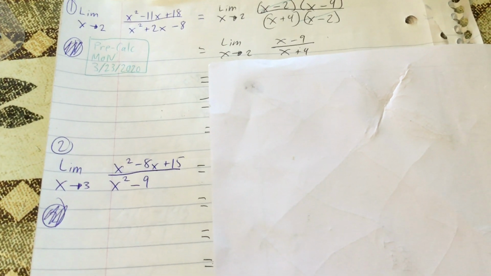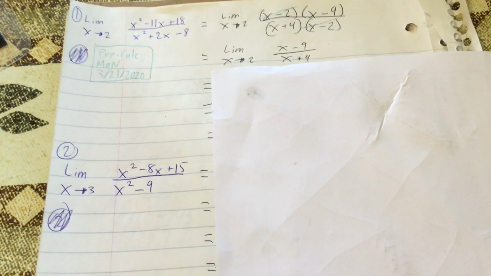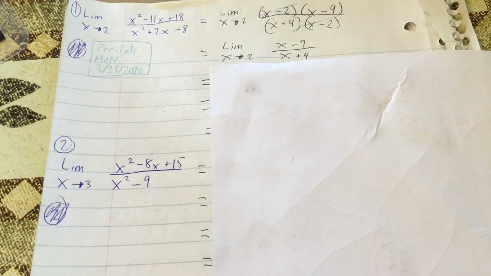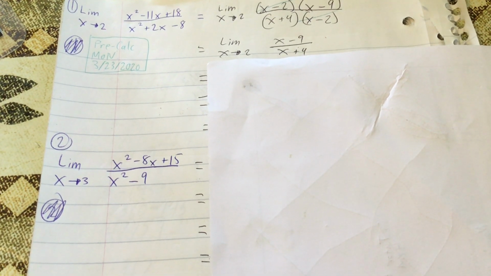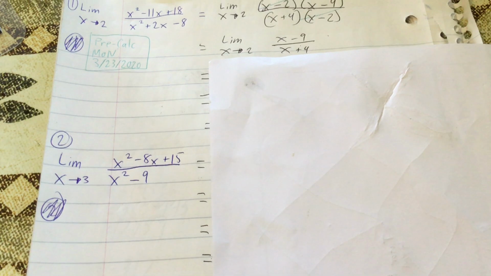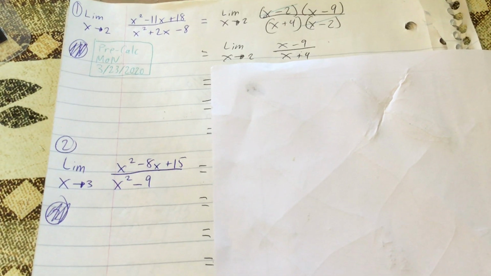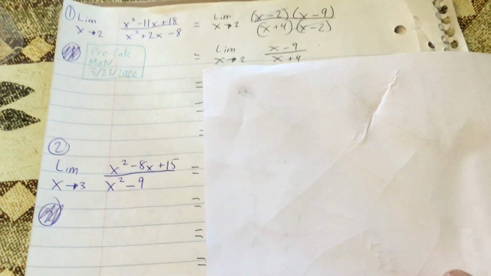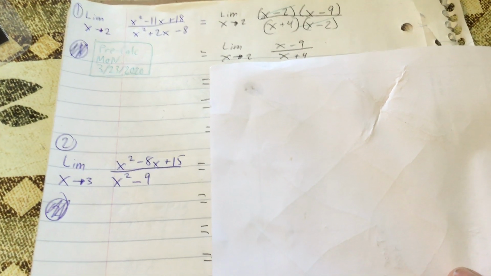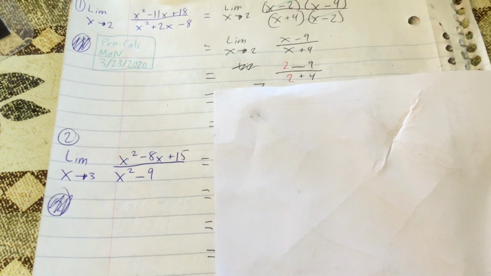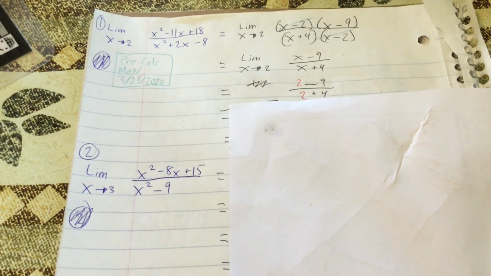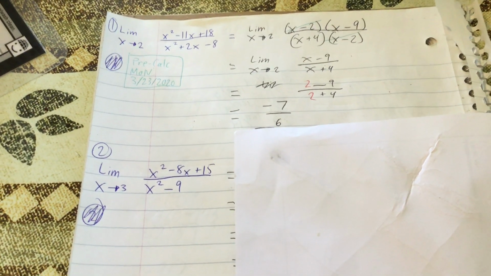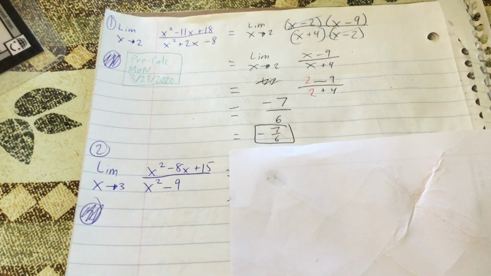So the limit as x approaches 2 of x minus 9 over x plus 4 is the exact same graph as the blue problem, x squared minus 11x plus 18 over x squared plus 2x minus 8. The only difference is now we know that x equals 2 results in an indeterminate form, a hole in the graph. So now is it legal to plug in x equals 2? Yeah. So we've got 2 minus 9 over 2 plus 4, or negative 7, 6. I just cleaned it up and put the negative in the middle of the fraction.